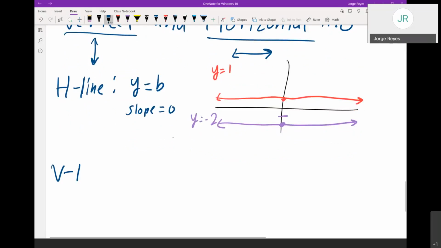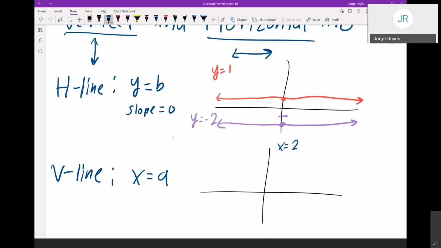Vertical lines are a little bit different. They are x equals a. If we graph them, they'll look like this. So x equals 2, and you get a vertical line. X equals -3. Oh, let's go -1. Ta-da. X equals 0 is technically the y-axis also. Fun fact.